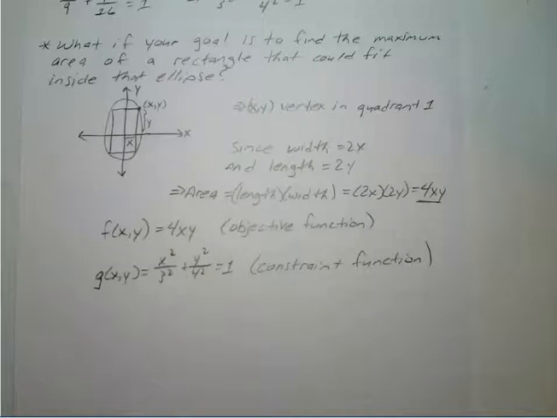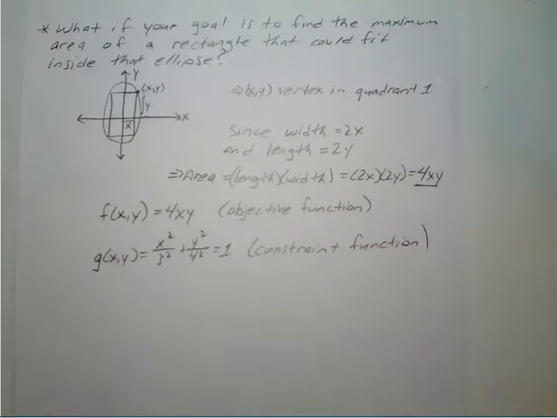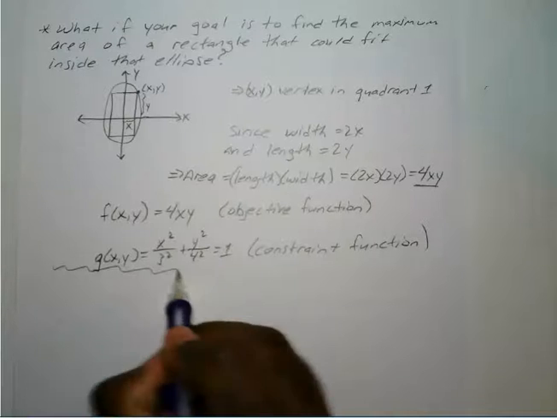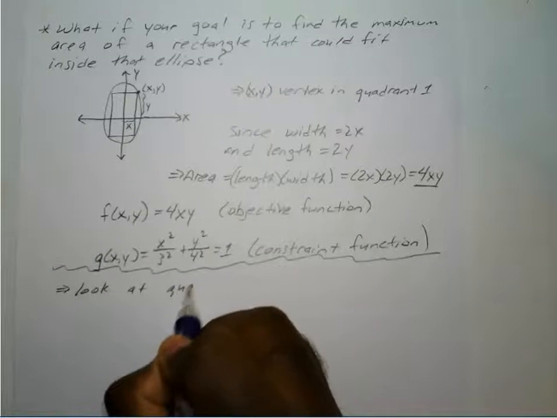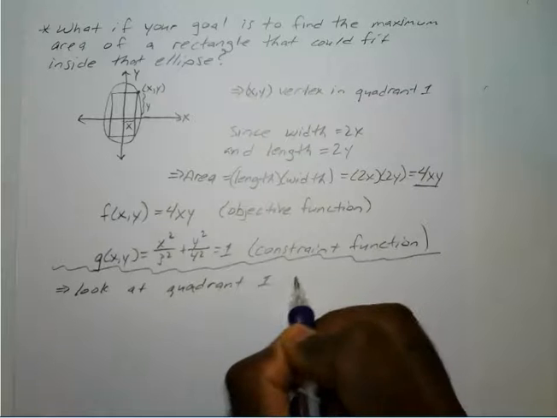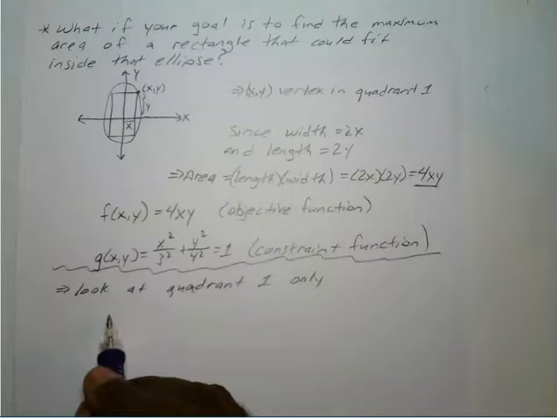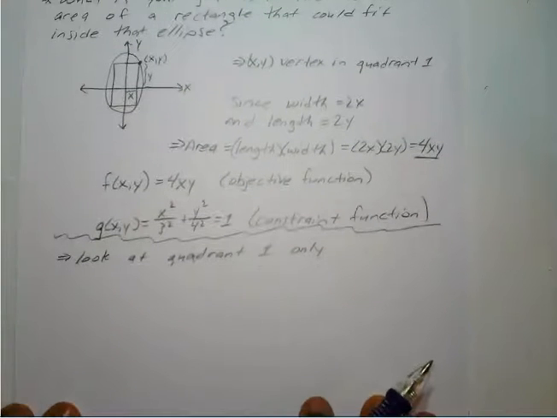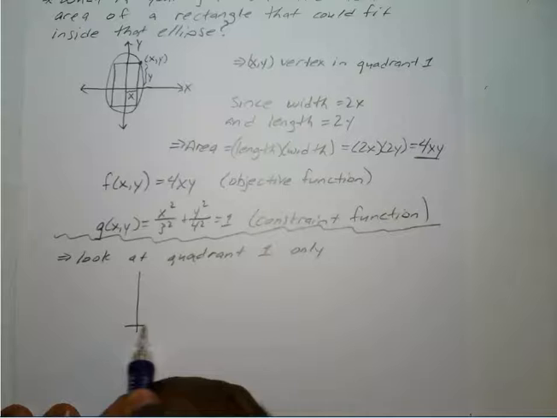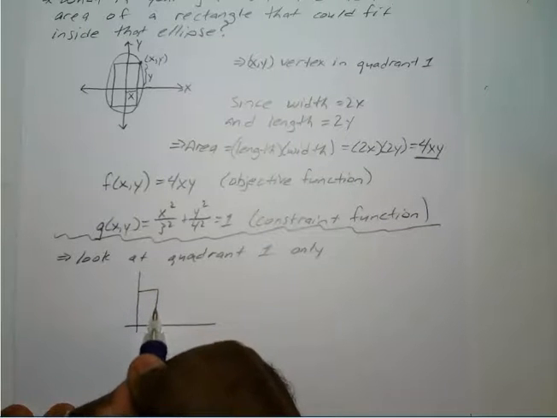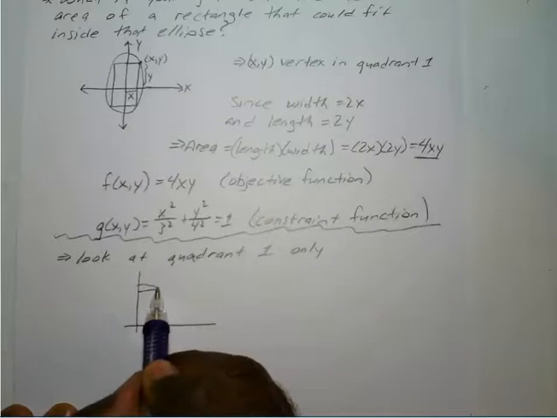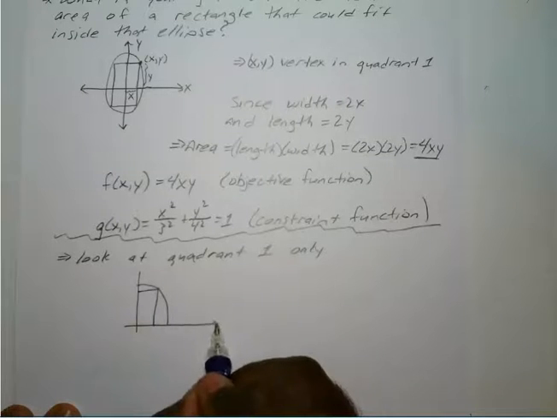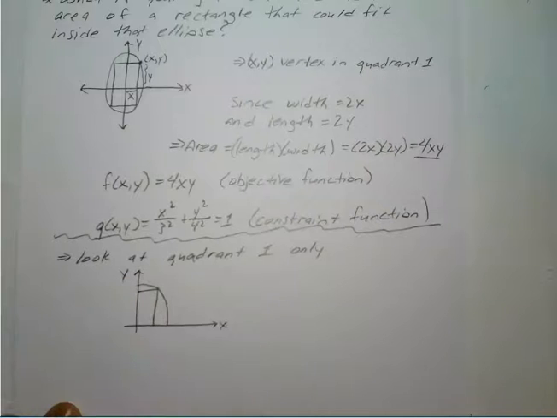Now, instead of focusing on the entire thing, we're just going to look at quadrant 1. So I'm going to separate that a little bit. If we look at quadrant 1 only, we look at the 1/4 of that rectangle and a bit of that ellipse. That's our x, and that's our y.